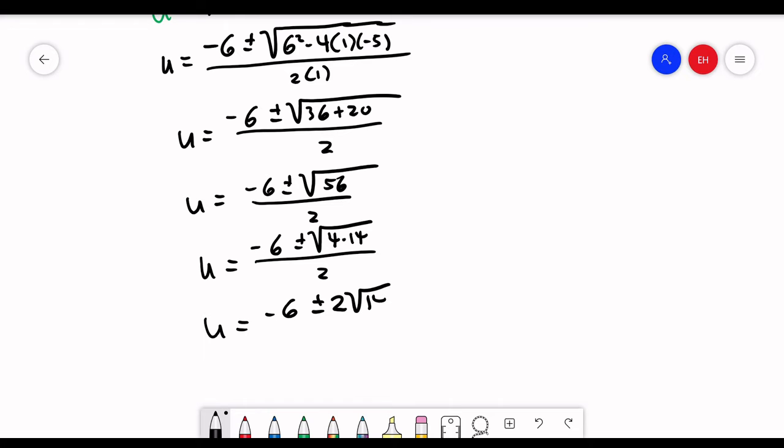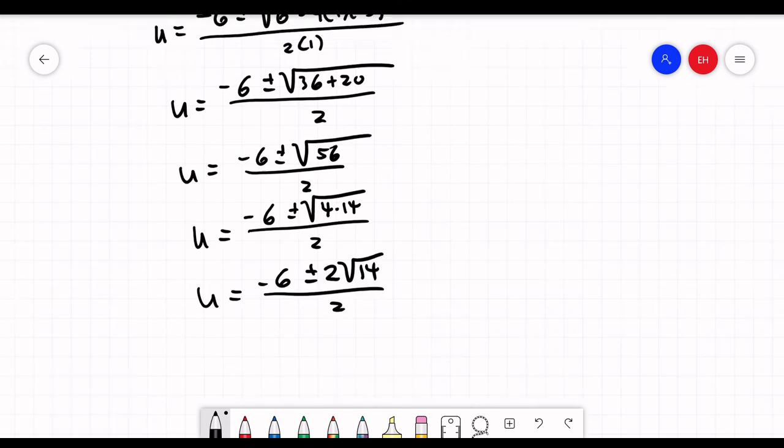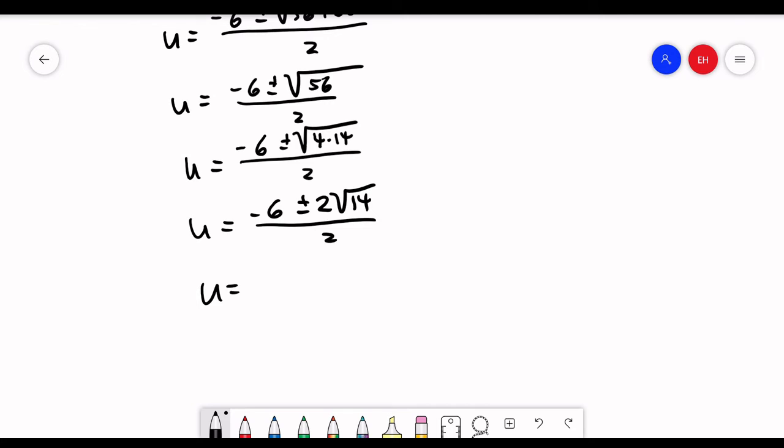So now I have minus 6 plus or minus 2 root 14, and then divide the 2 into each part of the addition here. So 2 goes into negative 6 to give me negative 3, and it goes into 2 evenly so I'm just left with 1. And we get minus 3 plus or minus root 14. So those are our two answers.